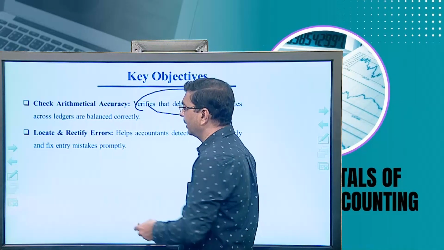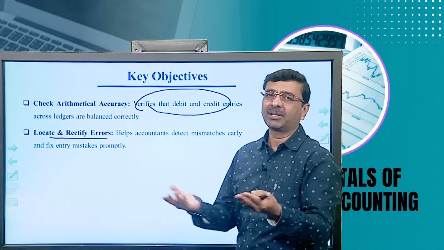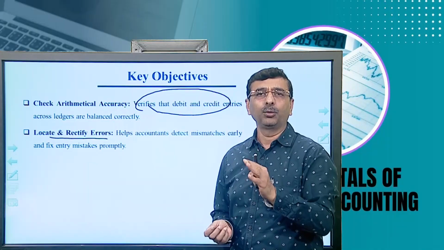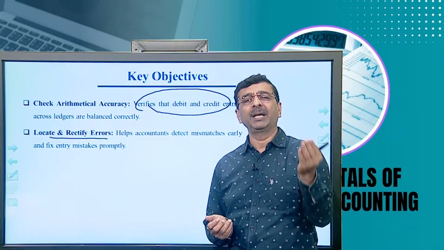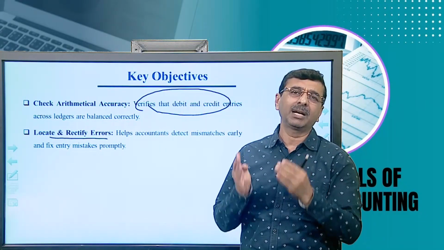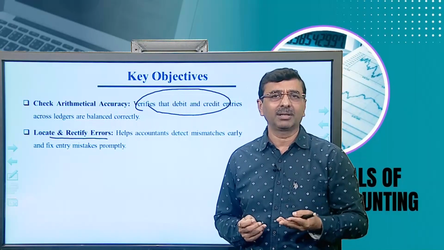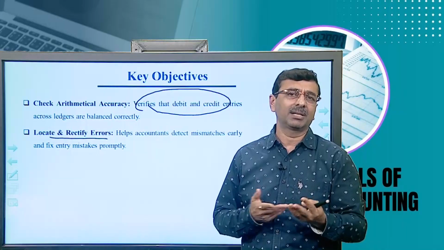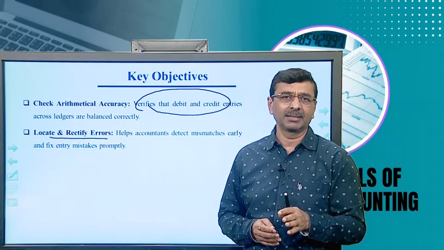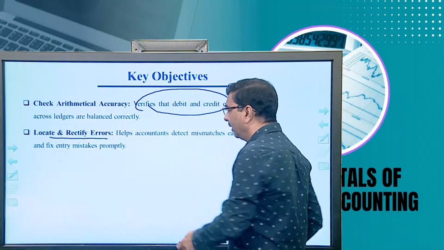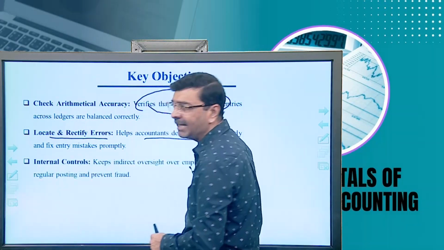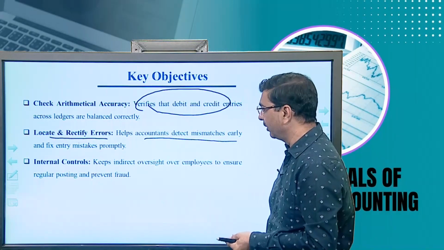The next is locate and rectify errors, correct. Suppose the trial balance does not match, then you have to find out where the mistake has happened, and accordingly you can identify if any accounts were not tallied. So, in that sense the account has some mistakes, or if the trial balance does not match, then we need to rectify, audit the transactions once again and match them where the mistakes have happened, and on the basis of that, the correction can happen. So, it helps accountants detect a mismatch early and fix the entry in case it happened in any particular posting or in the journal entries.